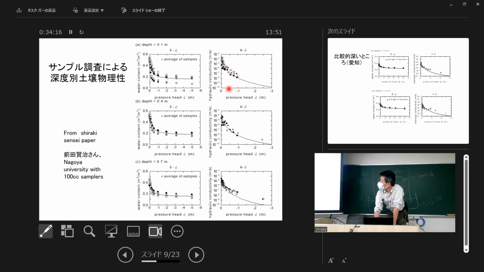This vertical value is the permeability, and this saturated one and the others are unsaturated hydraulic conductivity, and this vertical value means the logarithmic. So the permeability will decrease suddenly, very steeply, when the negative pressure head value is increased.